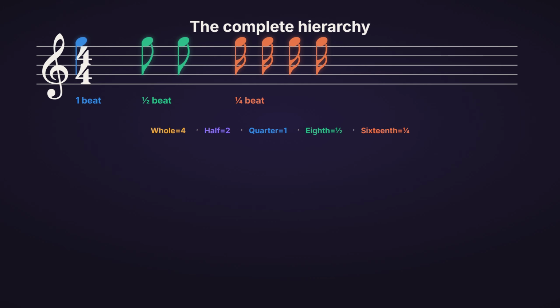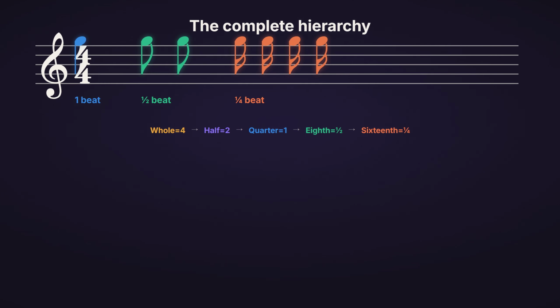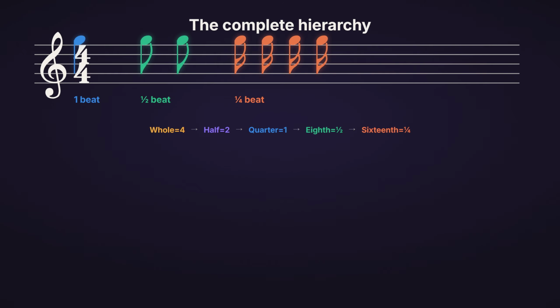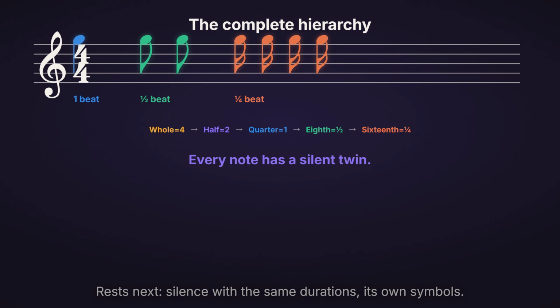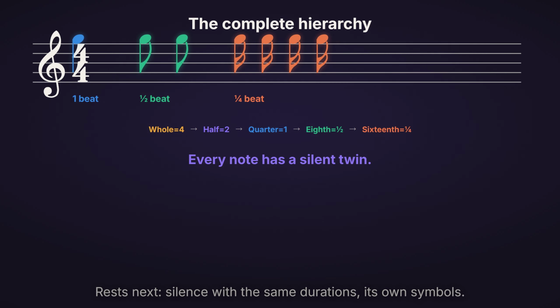Knowing those 5 values and their ratios means you can work out any note duration from first principles, even in an unfamiliar piece at a tempo you have never played before. Add the dotted variants and you have covered the vast majority of rhythmic notation. Every one of those note shapes also has a silent twin, a rest of the same duration, the same position in the hierarchy, and its own distinct symbol. Rests are the subject of the next episode.